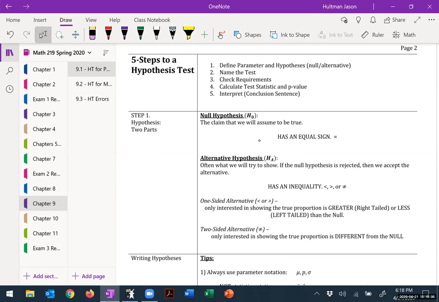The 5-step method to a hypothesis test. Step 1: define the parameter and the hypotheses, the null and the alternative. The null is always the one that has the equal sign. Null is always equal.